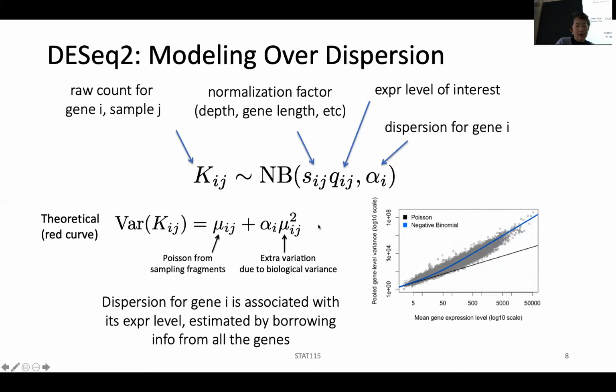And you can see here, if the sample average or mean is higher, then the dispersion is also a little higher, which captures the situation here, okay? So you can see here the dispersion for gene i is associated with its expression level, because if the expression is here, the variance would be lower, but if the expression is high, the variance will also be higher. But the theoretical variance, which is this blue curve, we estimate by borrowing information from all the other genes to really get this curve.